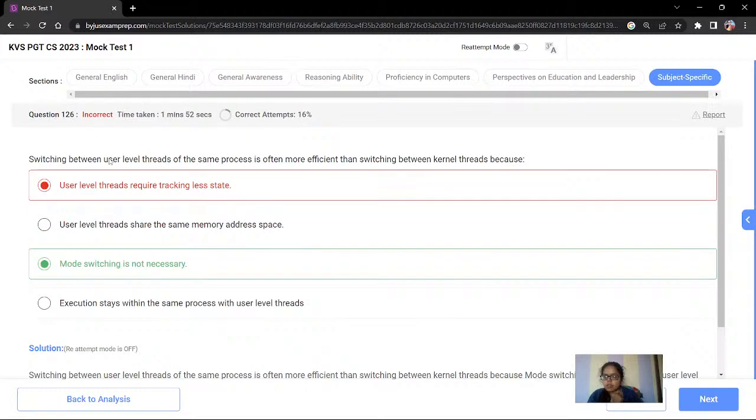Next, switching between user level threads of the same process is often more efficient than switching between kernel threads because mode switching is not necessary.